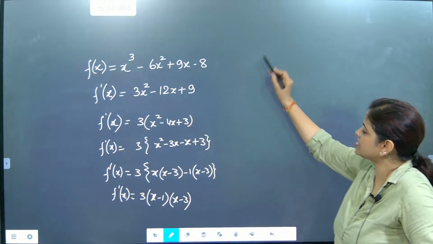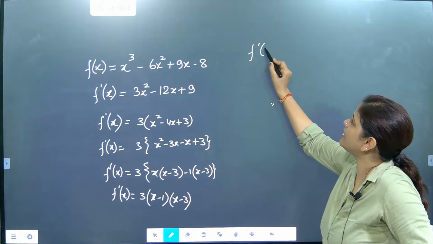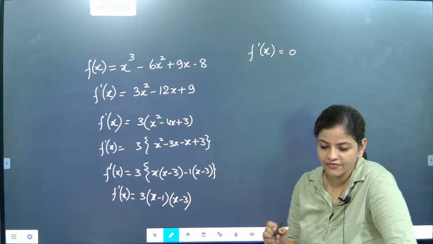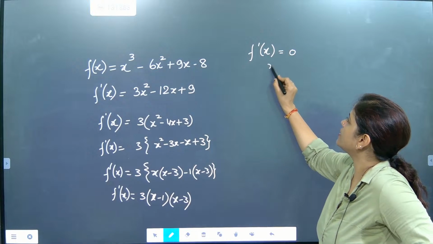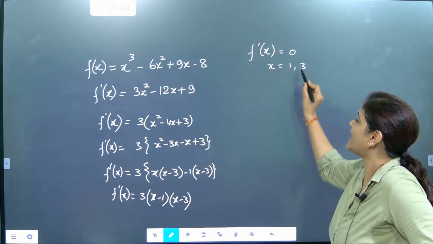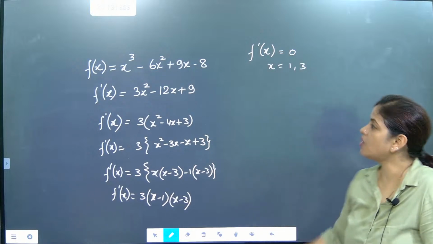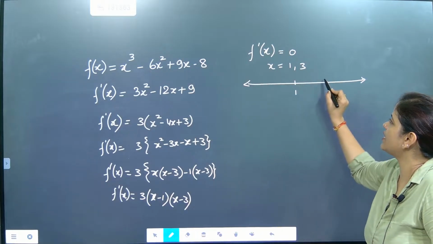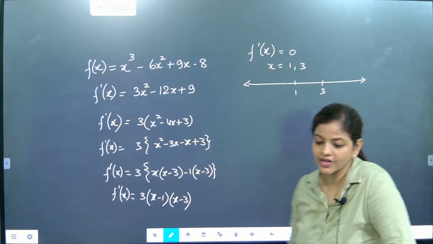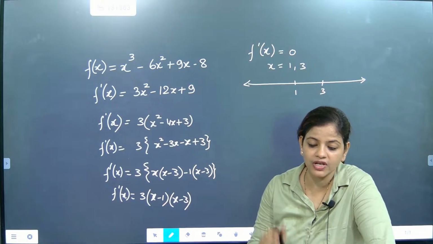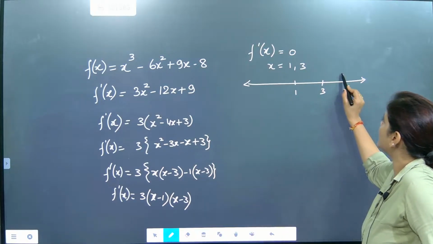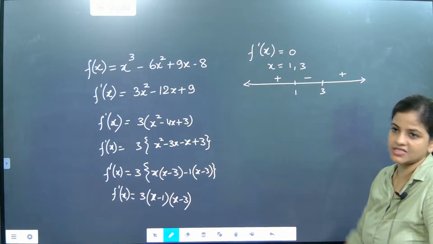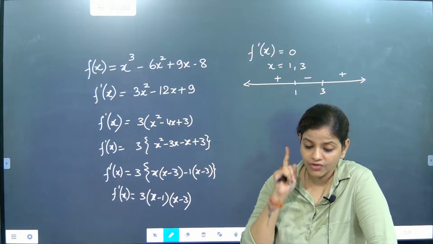So what are the points coming, beta? Now we have to make f dash x equal to 0. The moment we make f dash x equal to 0, what are the 2 points we are getting? 1 and 3. Done. So now we are going to draw 1 and 3 on the number line. Do you remember the case of inequality? Always this side, what are we starting with? Plus, minus and plus.